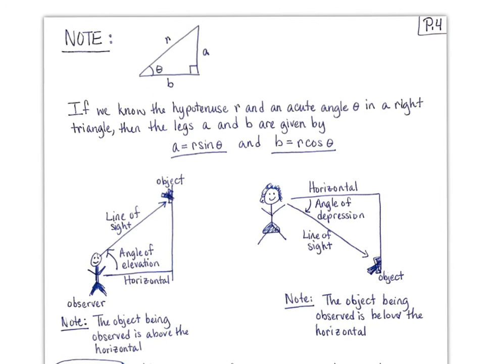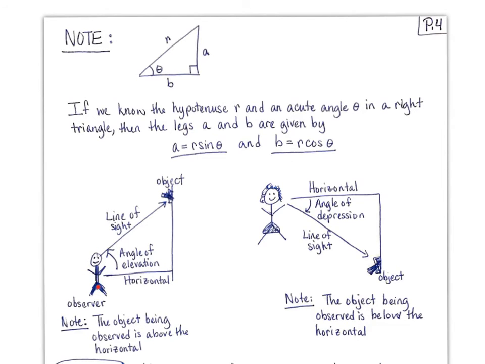Okay? So now we need to talk about some terminology, because now what we're going to do is take what we've learned about right triangles and apply it to real world situations. So we're going to look at some word problems. And you're so excited, curb your enthusiasm just a little bit. So we need to introduce some terminology.